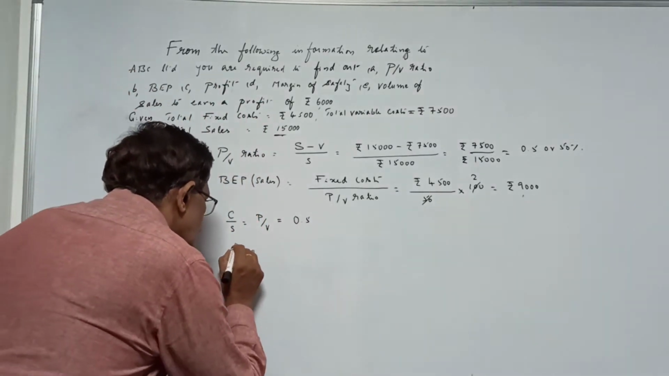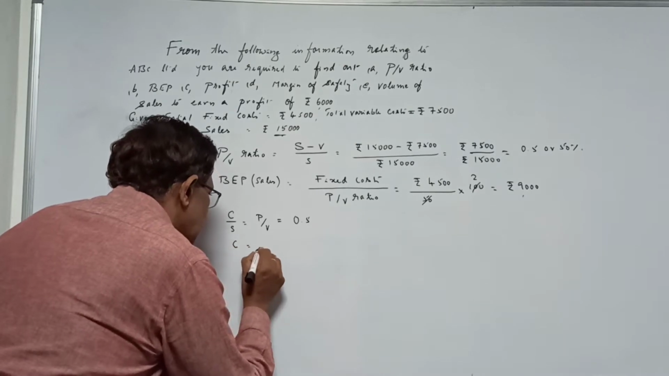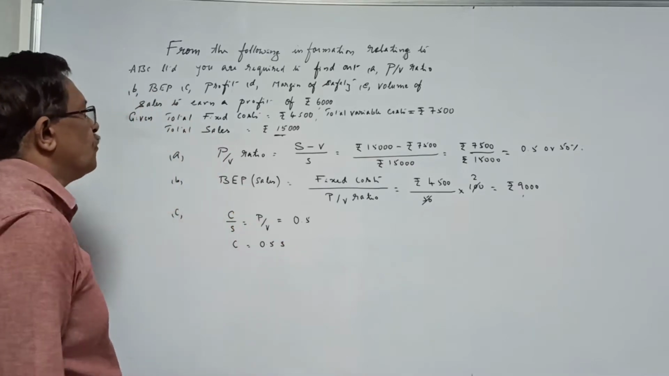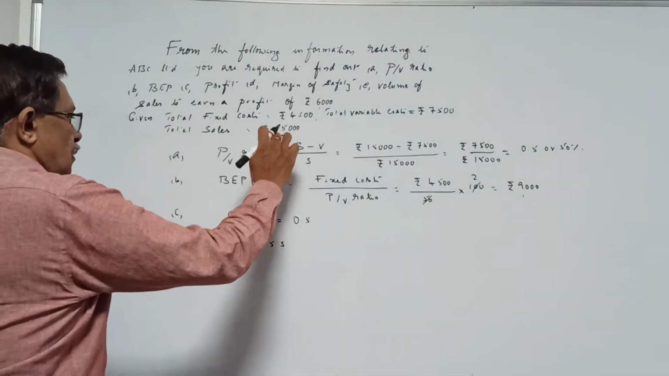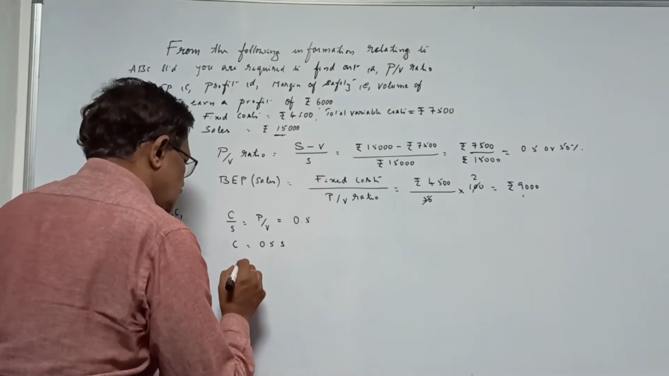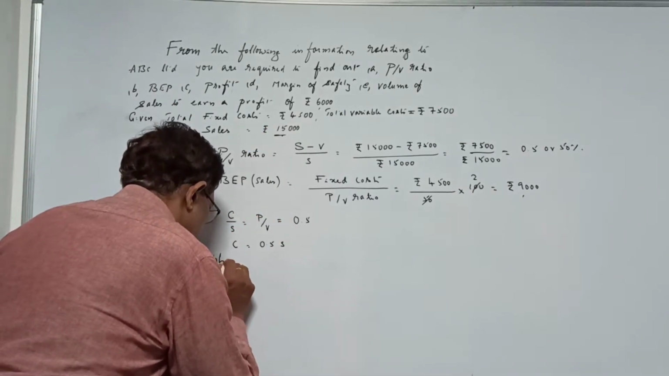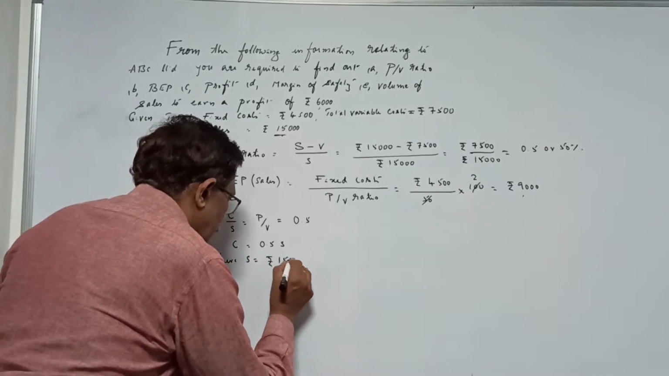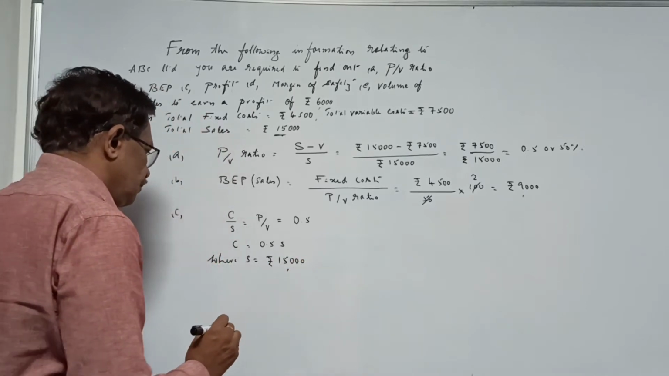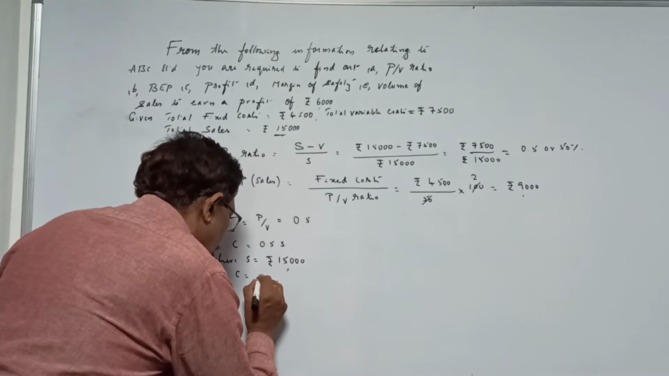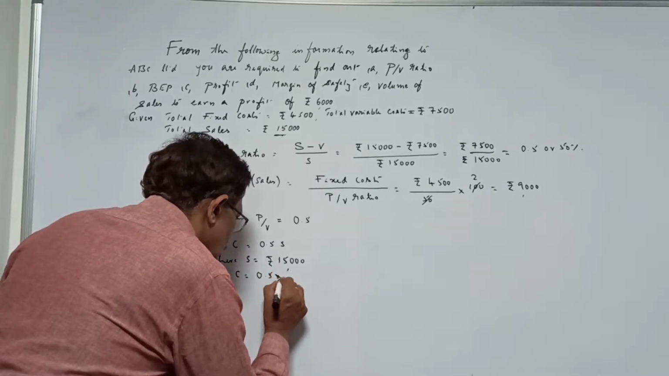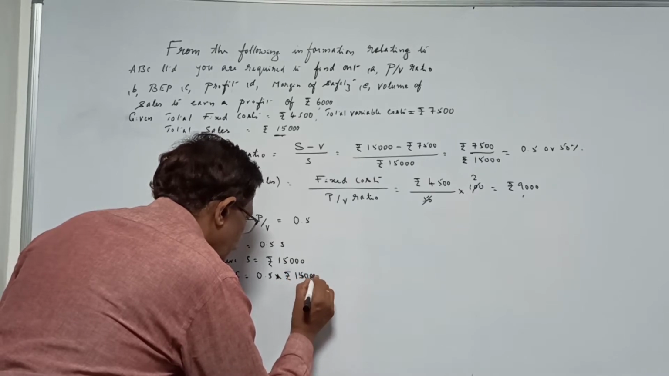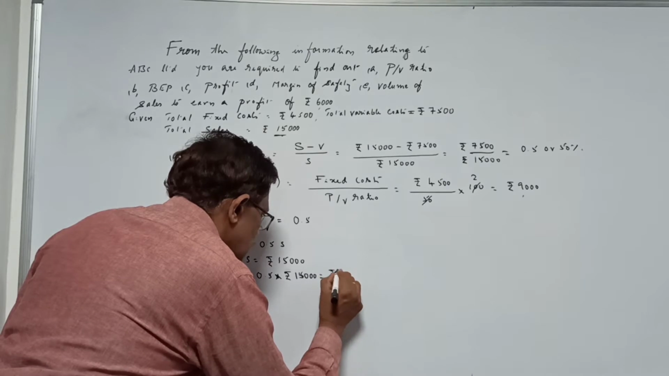So C is nothing but 0.5. Yes, we have got the information with regard to S, where S is equal to rupees 15,000. Then C is going to be equivalent to 0.5 into rupees 15,000, which is nothing but rupees 7,500.